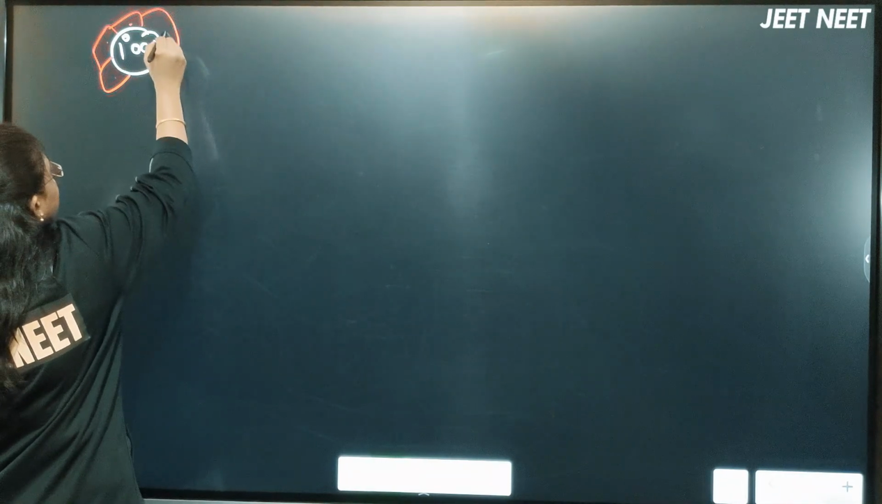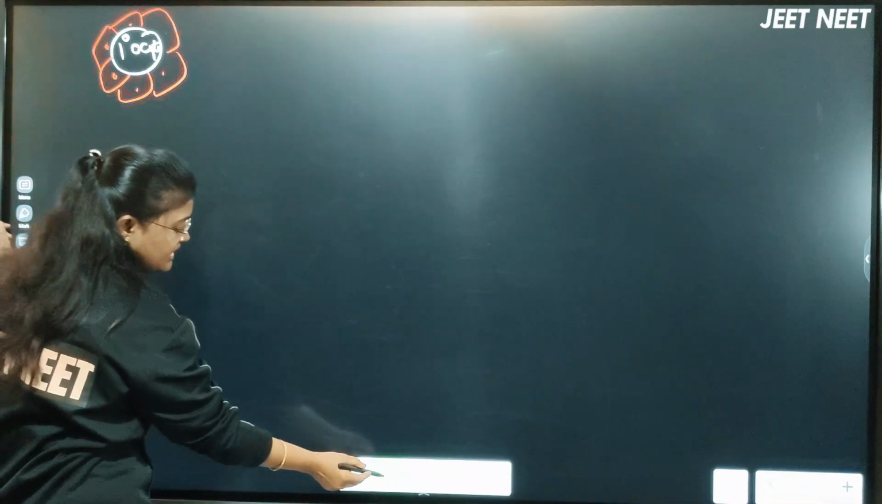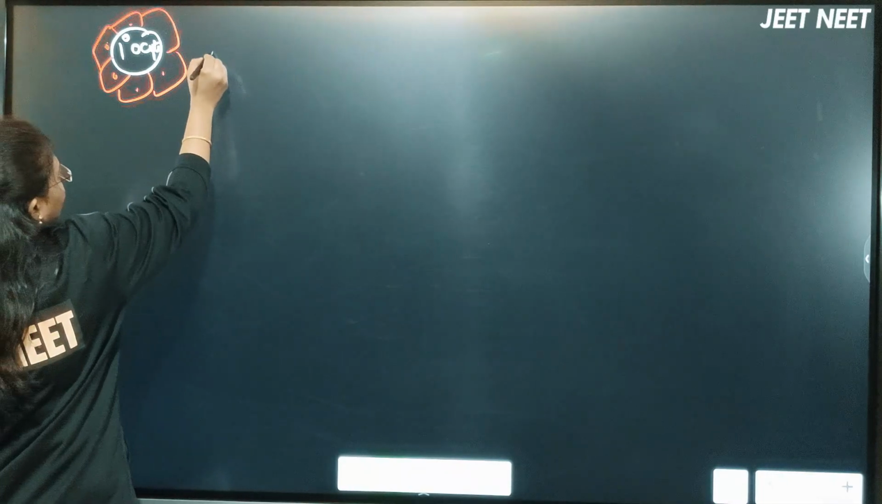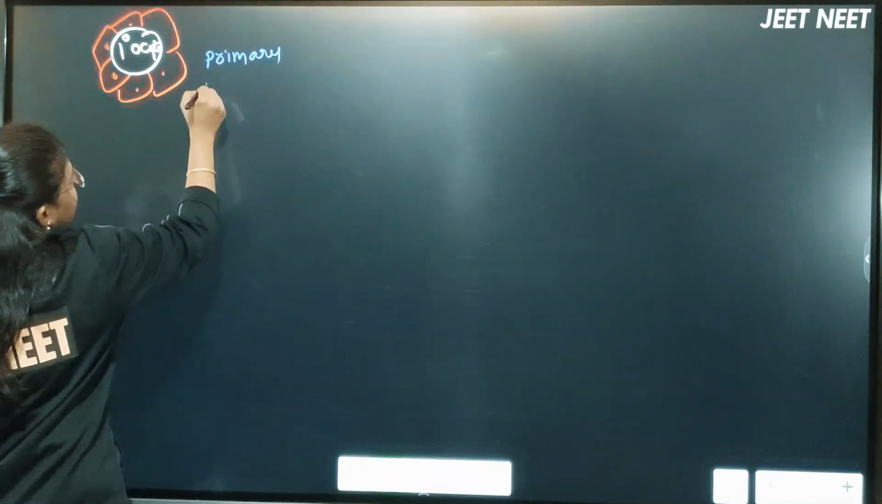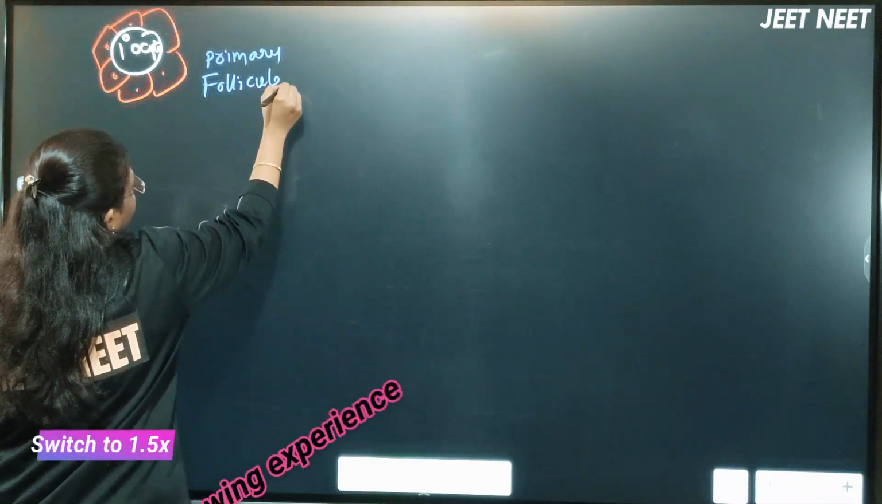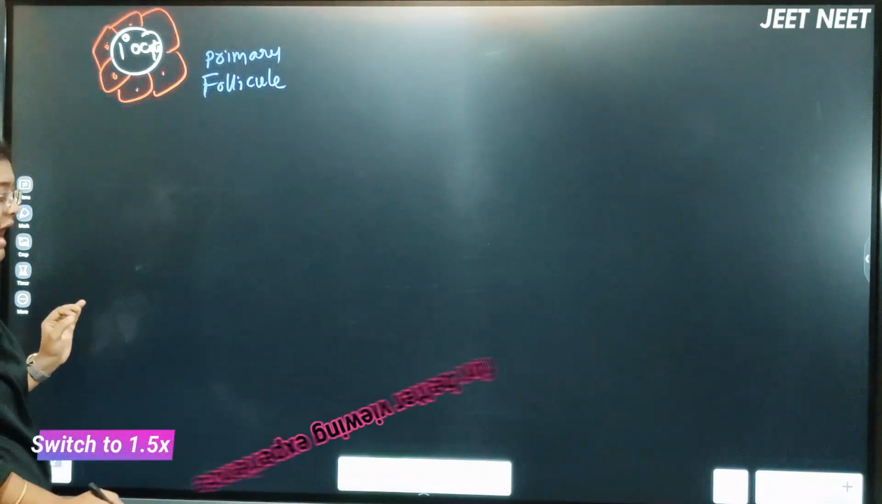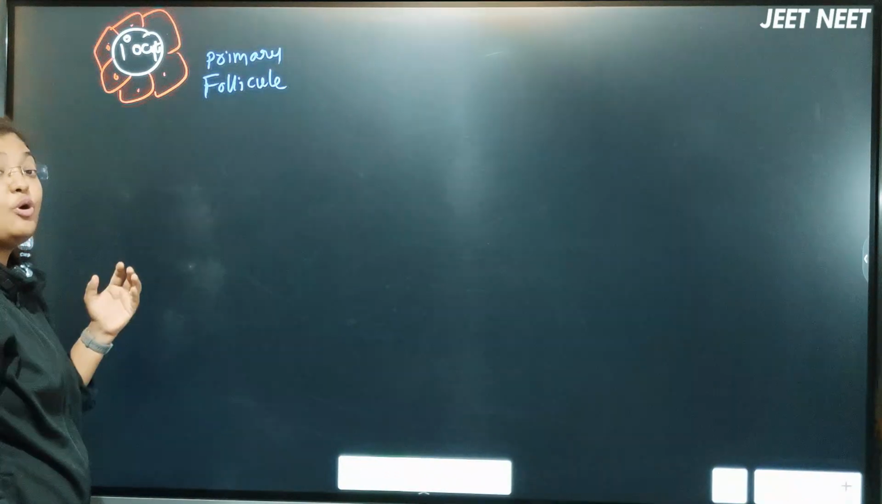Granulosa cells. What is this structure name here? This is called the primary follicle. This primary follicle now undergoes the next division, called what?